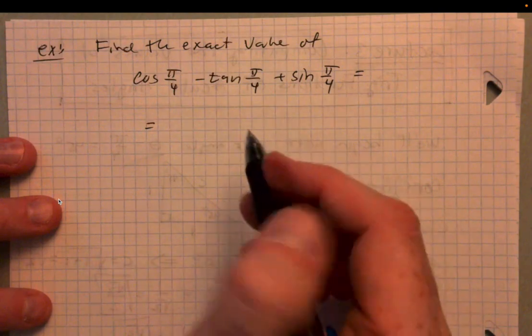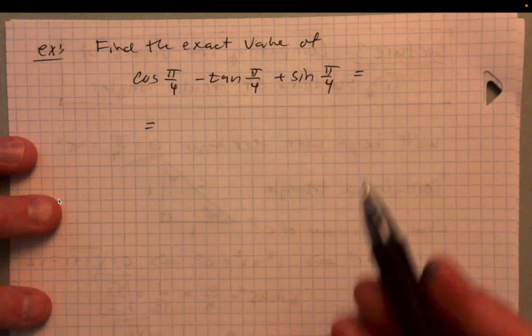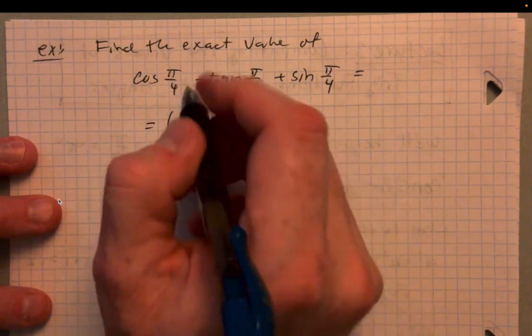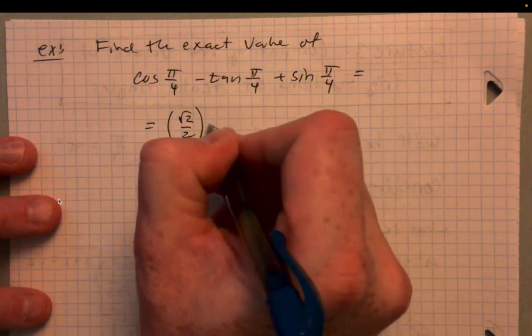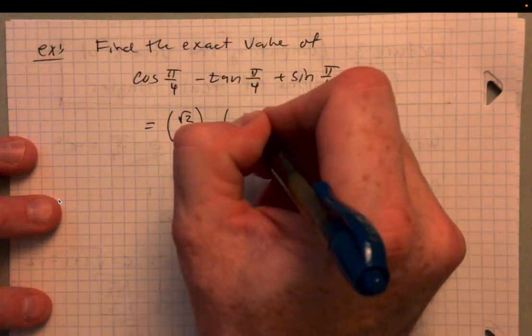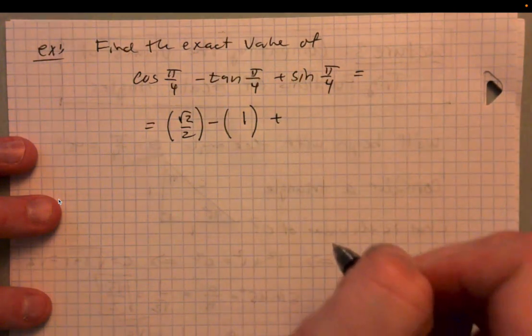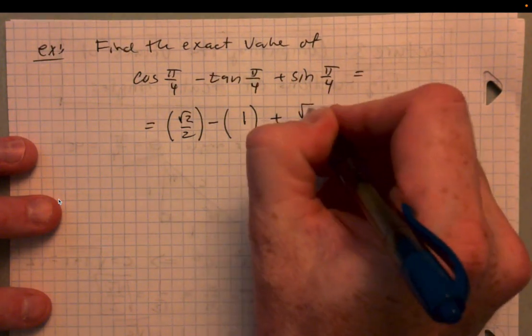So the cosine of pi over 4, remember that's just 45 degrees. We can just look back to the previous page and we see that the cosine there is the square root of 2 over 2. The tangent of pi over 4, 45 degrees, is 1. And the sine of pi over 4 is also square root of 2 over 2.